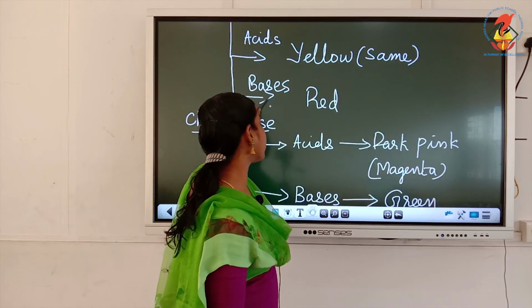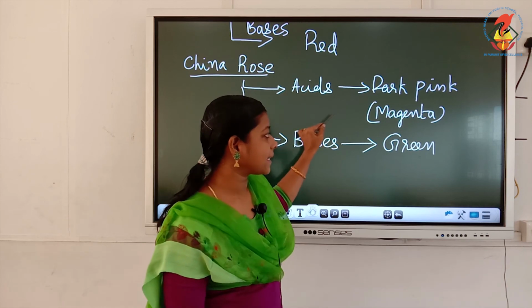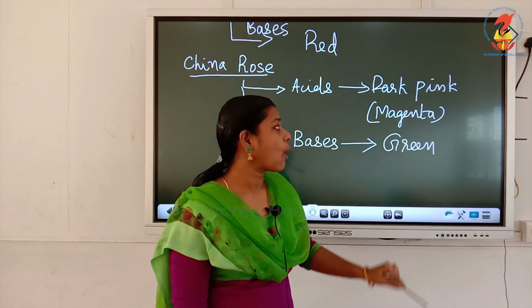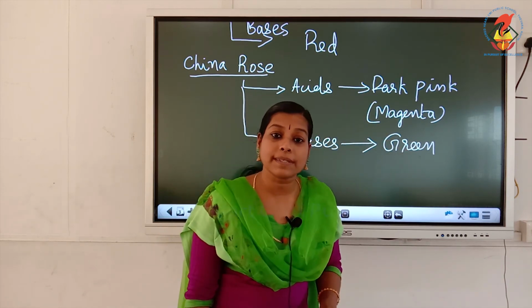And China rose is another natural indicator. In acids it will produce magenta color, whereas in bases it will produce green color.